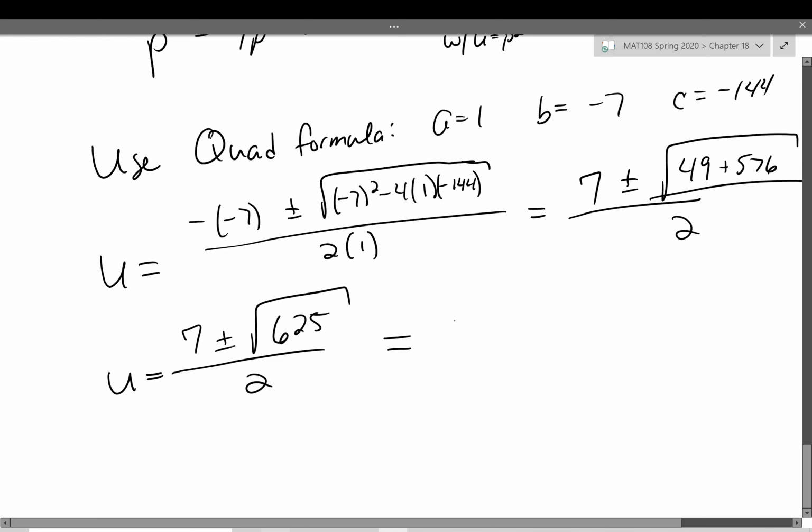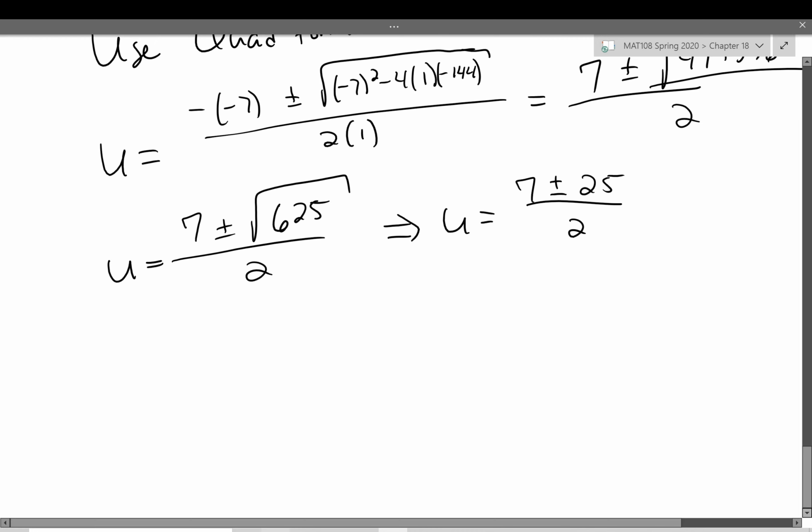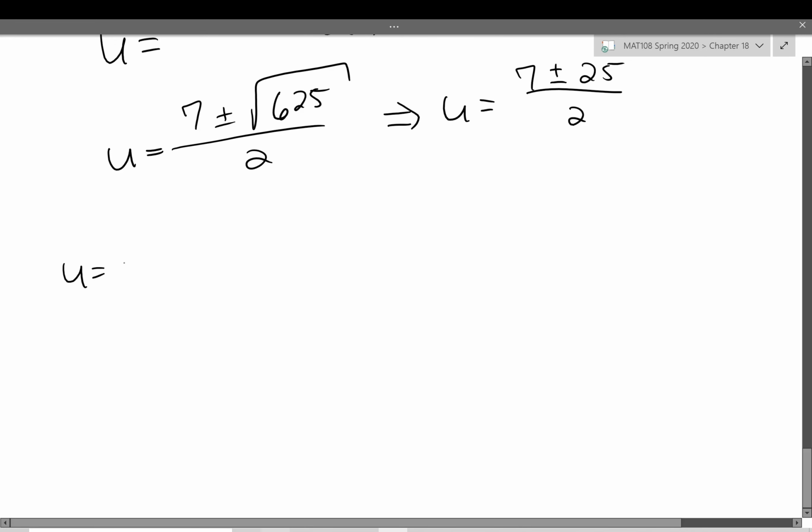That gives me u equals 7 plus or minus. What's really nice is if you took out your calculator and hit the square root of 625, you get 25, all over 2. Now we separate. u equals 7 plus 25 over 2, or u equals 7 minus 25 all over 2. We're almost home free.